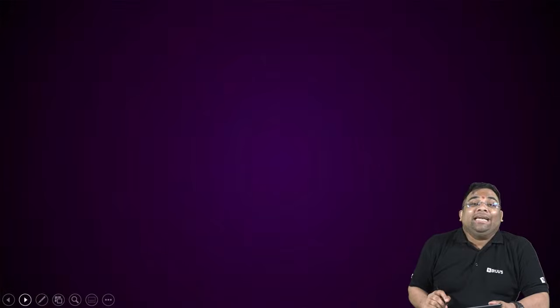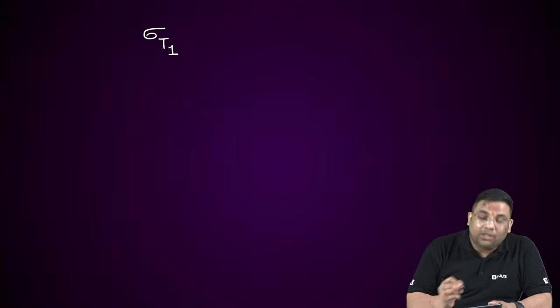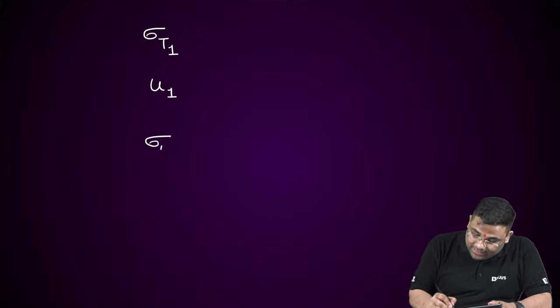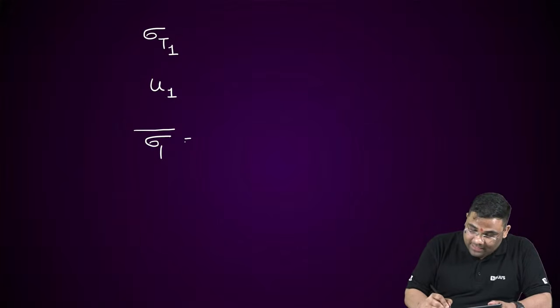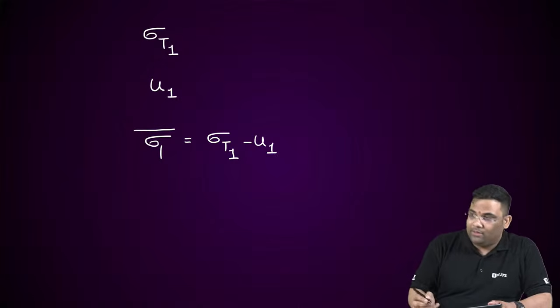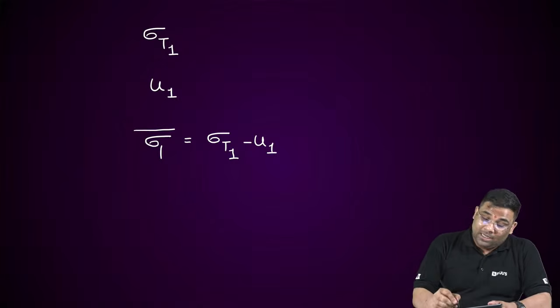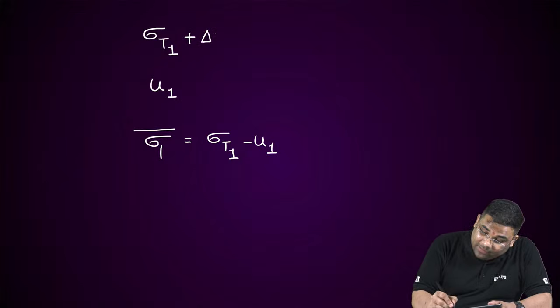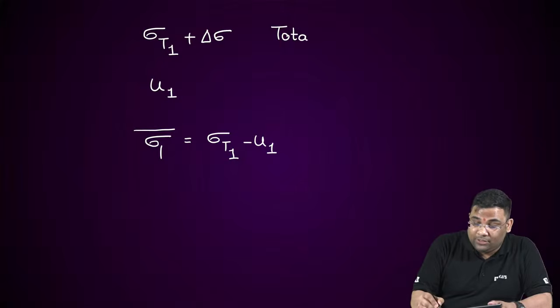It will not change. Why? You see, initially the total stress was this. Initially the pore water pressure was this. So what is the initial effective stress? That is equal to sigma T1 minus U1, right? Now you see, total stress changed by delta sigma, right? This became the new total stress, right? New total stress.